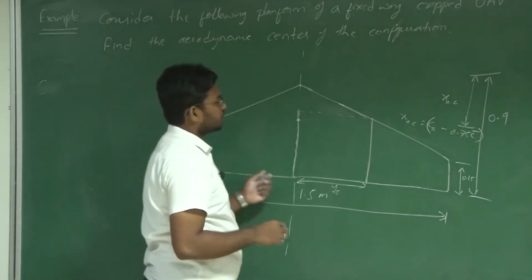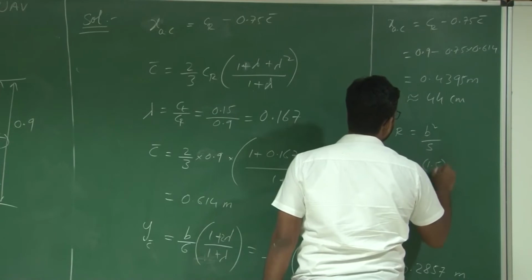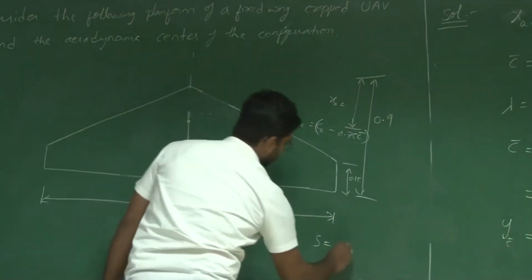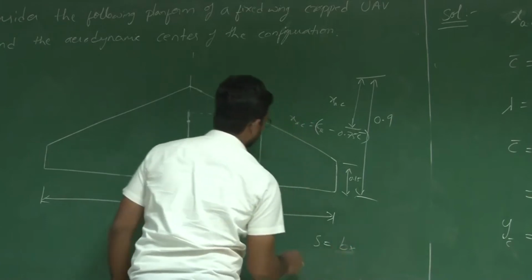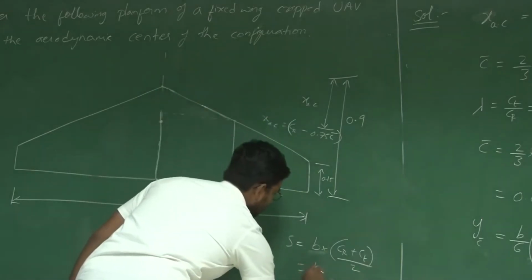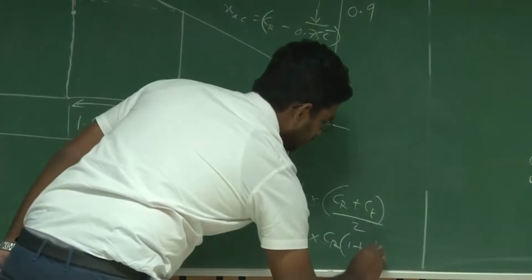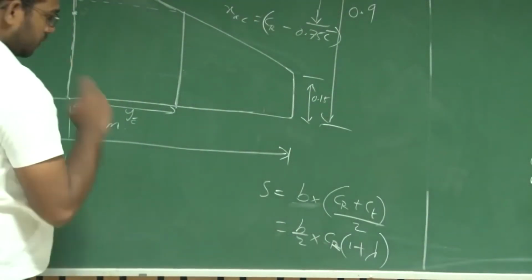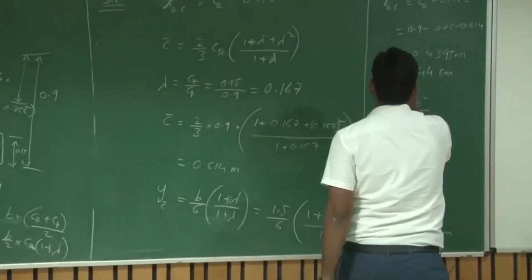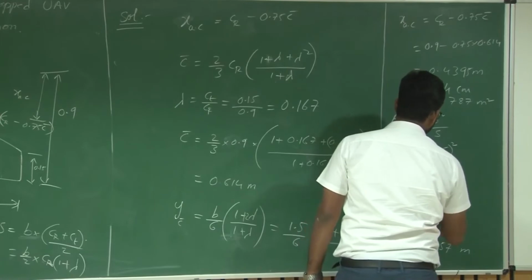Right? Now let us also find the aspect ratio of this configuration. What is the aspect ratio? It is b square by S, that is 1.5 meter square divided by S. What is S for this configuration? S is b into the total area of this configuration, which is b by 2 into CR plus CT. If I take CR out, this is b by 2 into CR into 1 plus lambda. So the area of this configuration is approximately 0.787 meters square. The aspect ratio is 2.85.